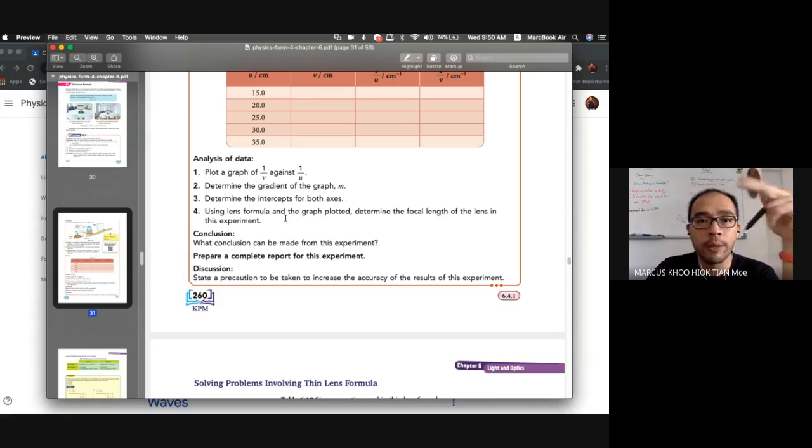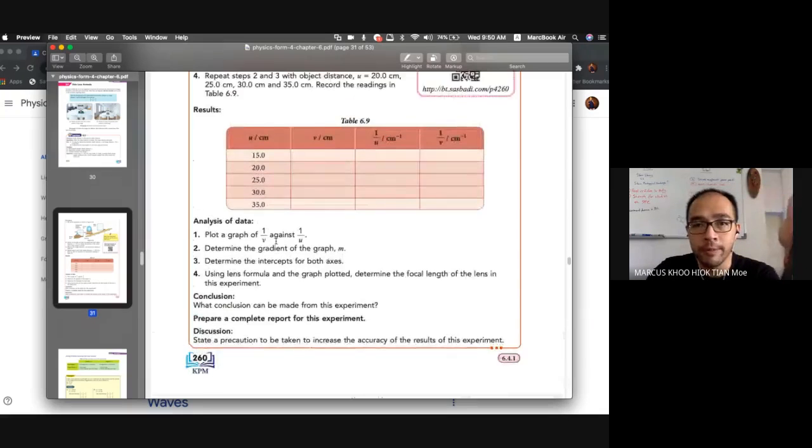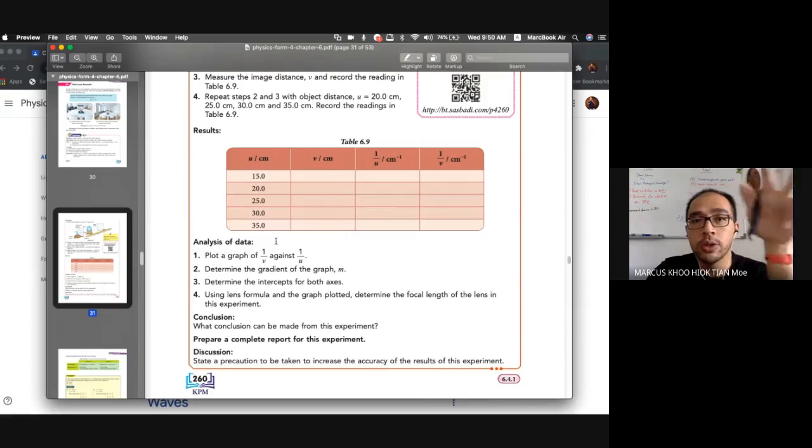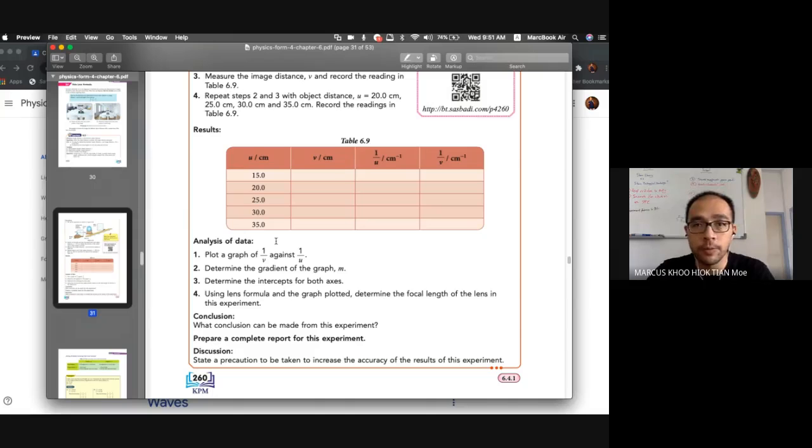Means saya mau tengok kamu punya pengiraan dan saya mau tengok kamu punya conclusion. So when you snap a photo of your experiment, you need to show me these 3 things.